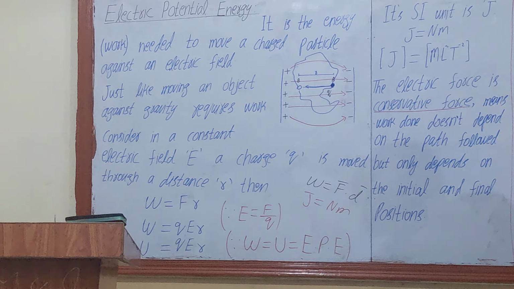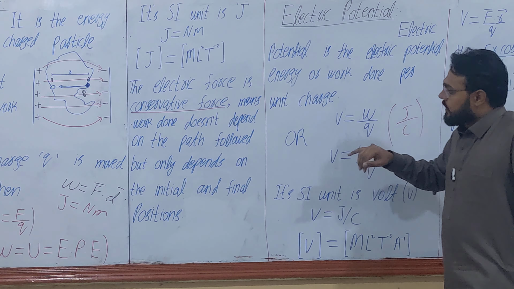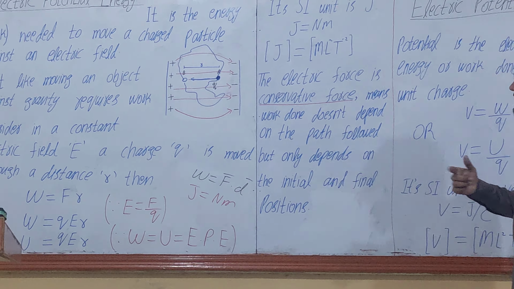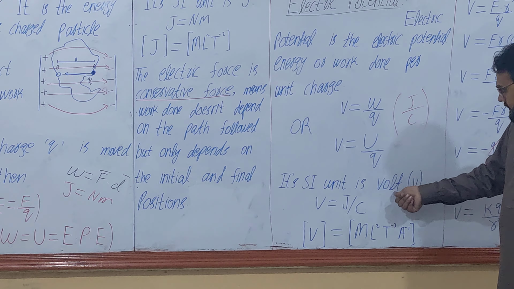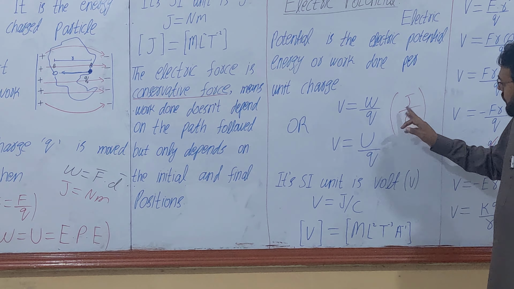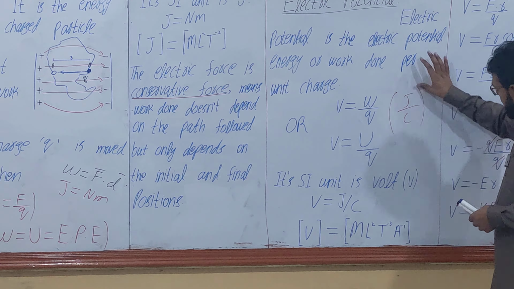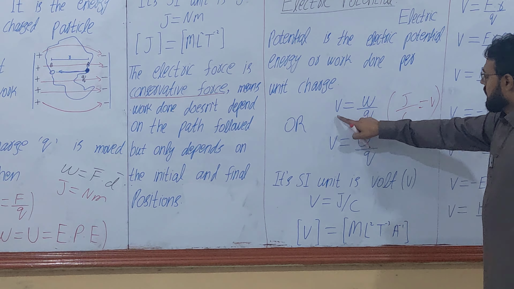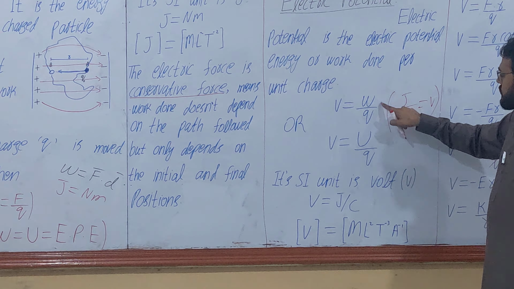So V is equal to U over Q. V is the electric potential, U is the electric potential energy, or W is the electric potential energy. It is measured in volt, which is equal to joule per coulomb. And its dimension is ML²T⁻³A⁻¹.